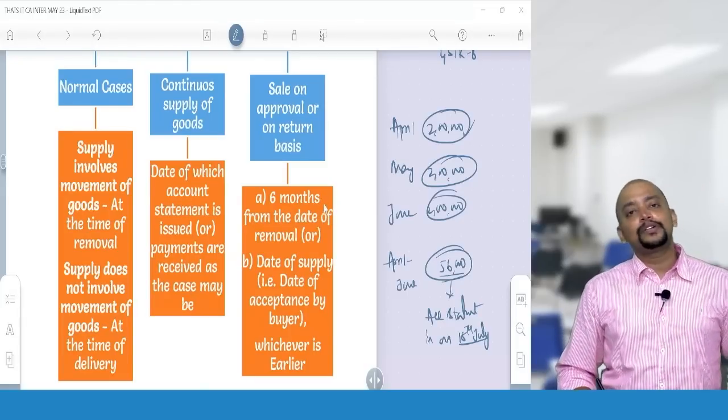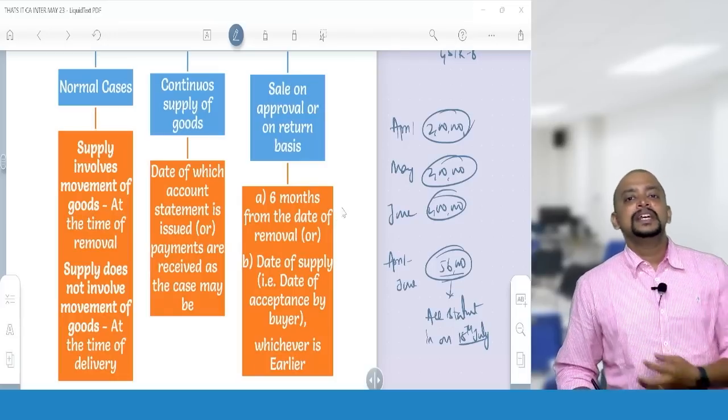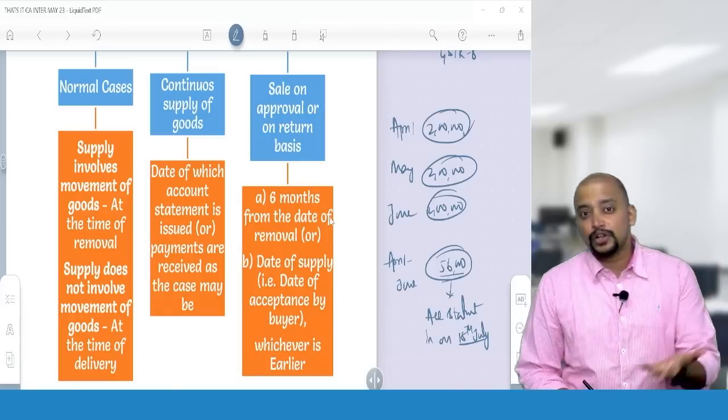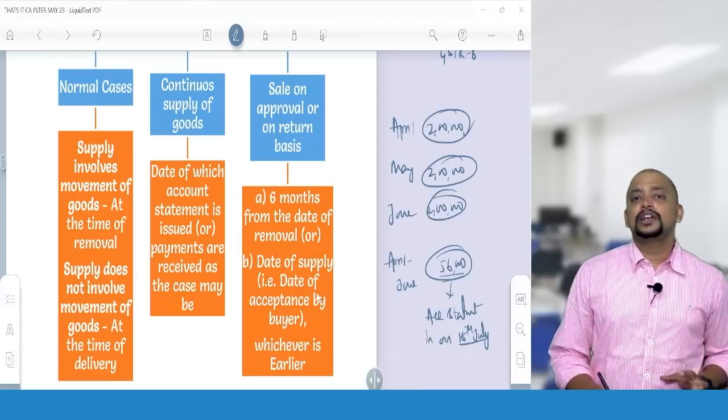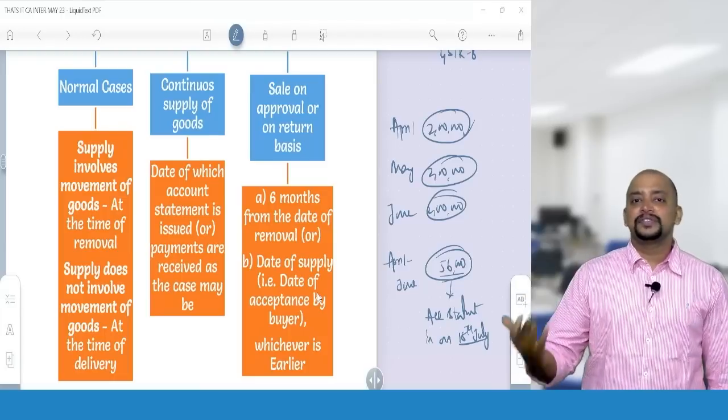Sale on approval or on return basis means first we will give the goods for the person to use. If he likes the goods, it will be sold. If it is not, he will be returning the goods. That is sale on approval or on return basis. So whenever he accepts, that is the date on which sale has taken place.